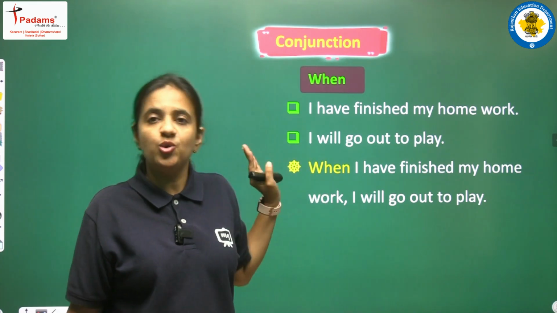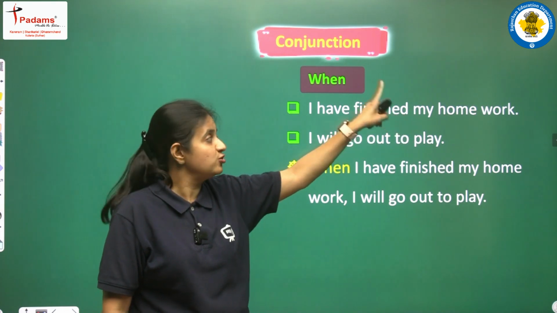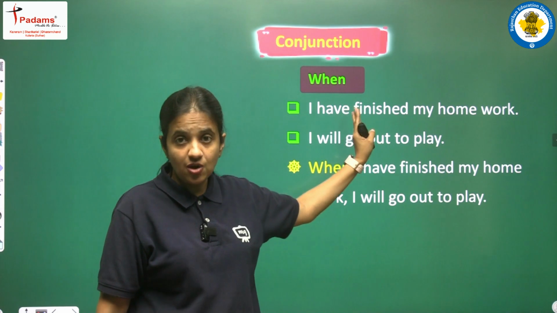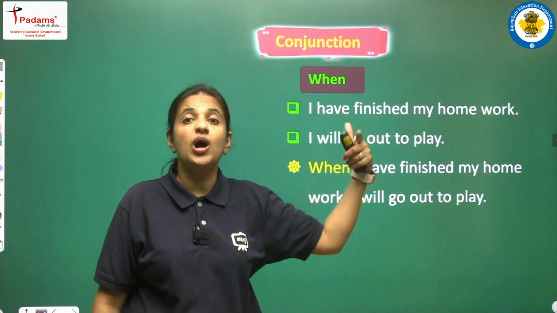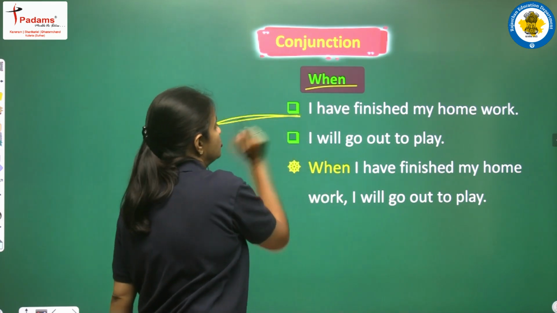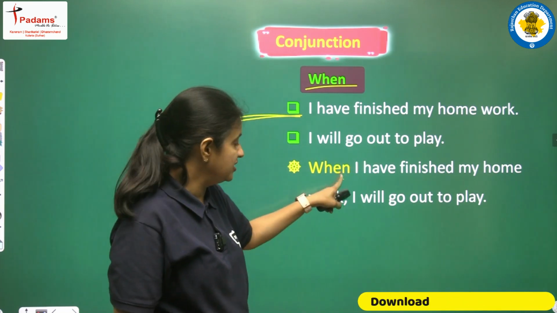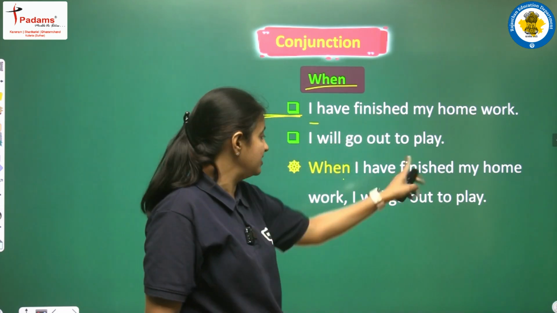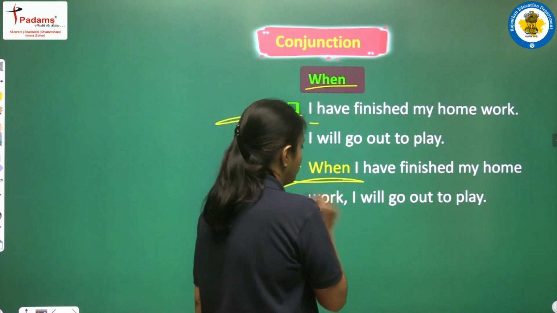So we have to identify that first of all this action will be performed, that is, we finish the homework, and only then the second action will happen, that is, we will be able to go out to play. So before the first action we have to use when. We use when at the beginning of the first sentence. So we write when, and after that the first sentence as it is: When I have finished my homework.